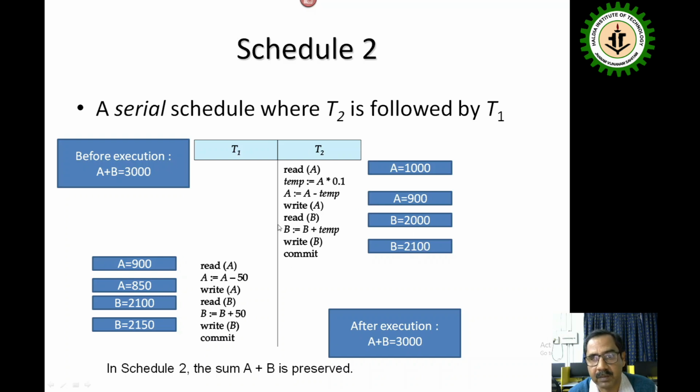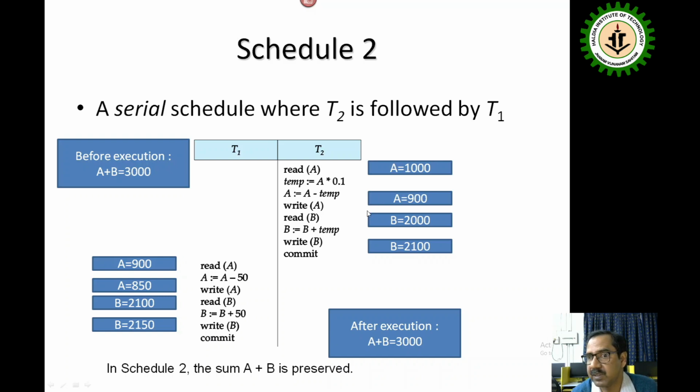Then commit. So whatever modifications are made by T2 reflected on the database must be preserved. That's why we perform commit operations, saved permanently. Then T1 starts its execution. So after finishing T2, T1 starts its execution. And T1 reads the data item A. This value is not the initial value of A because T2 already performed write operations on data item A. That means T2 already modified the value of A. So the current new value of the data item is 900, which is not the initial value.